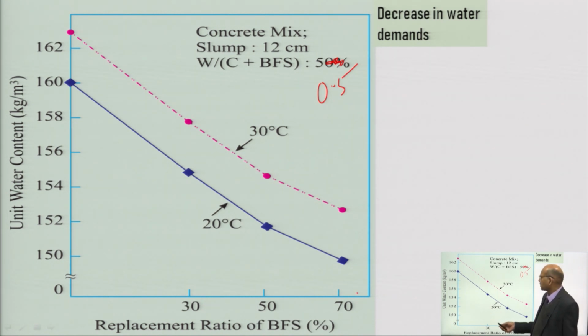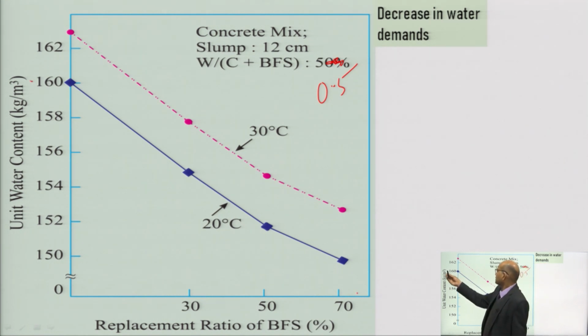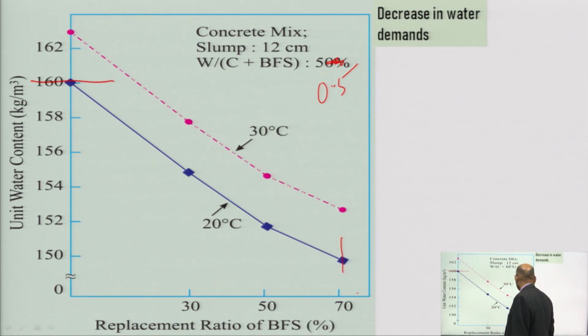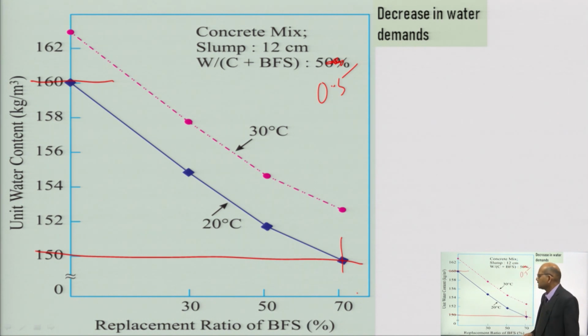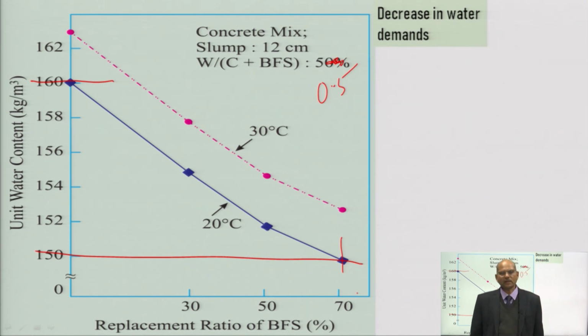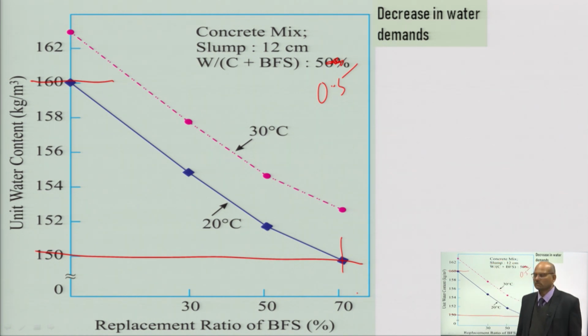If you observe here, taking the reference of 160, if you replace with 70%, you will get a reduction of 10 kg of water. Okay. So, if water is less, then the amount of cement required will reduce. If the requirement of cement is reducing, another environmental benefit and economy you are achieving, because a waste product you are utilizing here as a useful product.